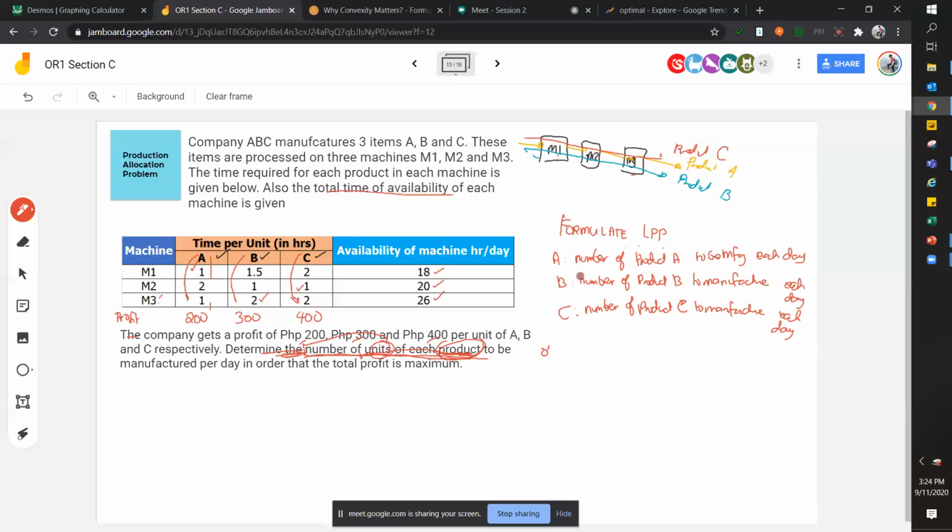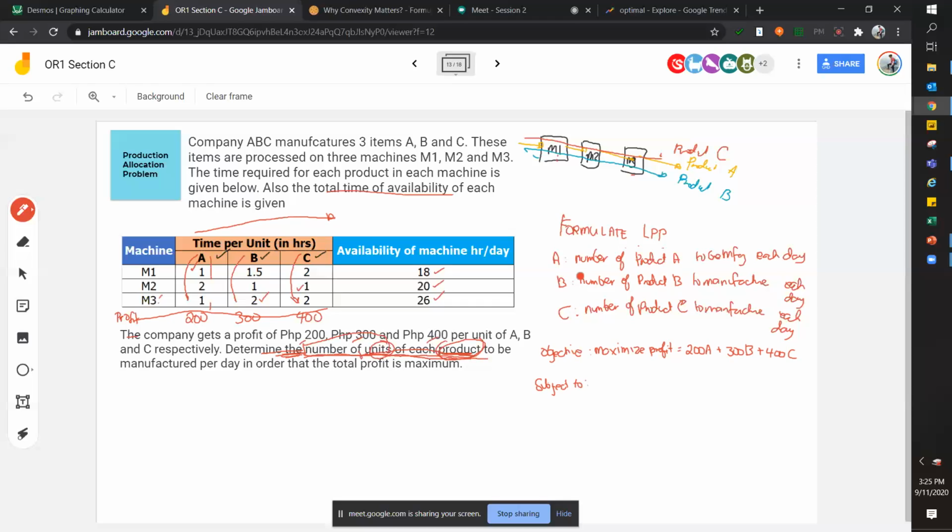Next, anong objective natin? Okay, so I'll maximize. Anong equation na maximize na profit? Correct. So, papaganin yung approach natin. Yes, tama po. 200A plus 300B plus 400C. Okay, so clear na naman to. So, nagamit ko na yan. Next, constraint natin.